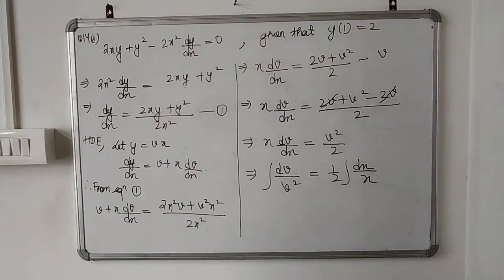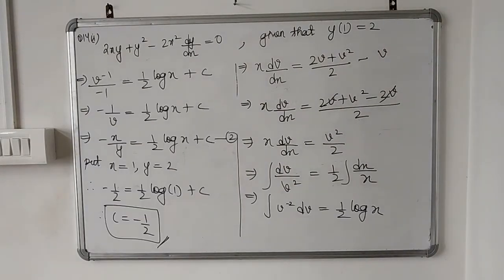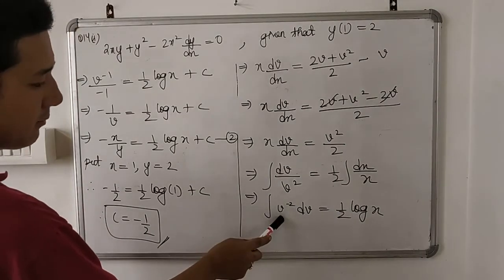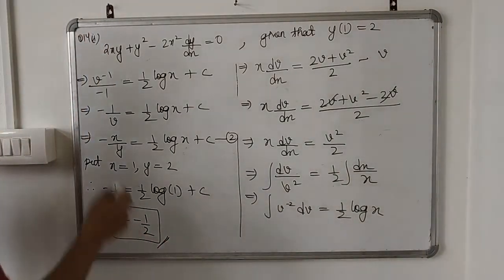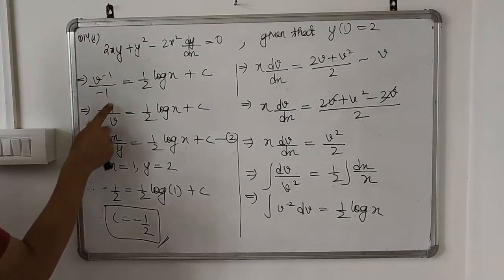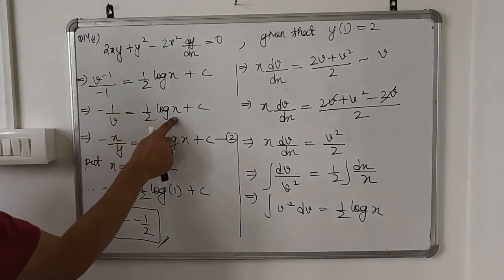So now we have to put the integration sign. Please pause the video and note it down till here. Alright, so once the separation is done, integration. So this is minus v to the power minus 2 dv is equal to log x. And then simplified, it will be minus 1 by v is equal to half log x plus c.